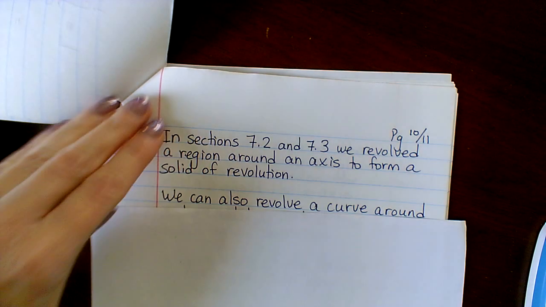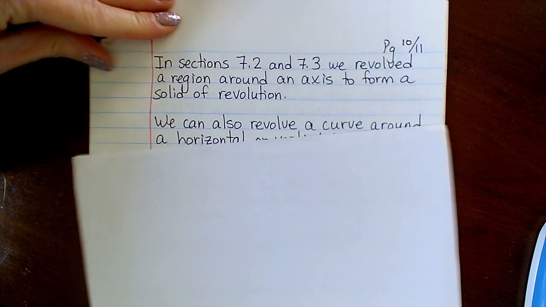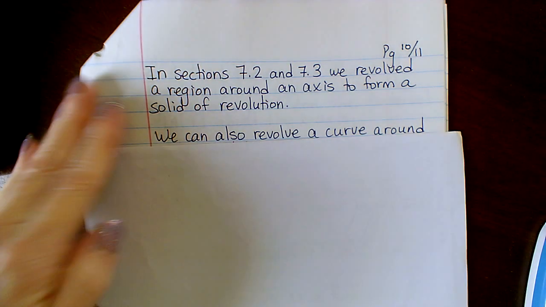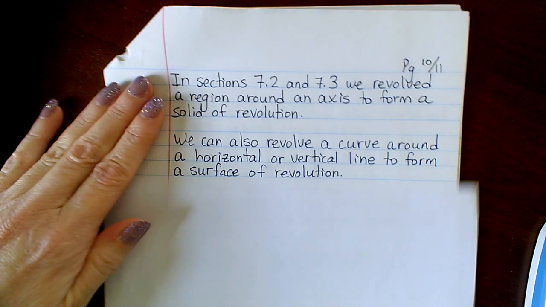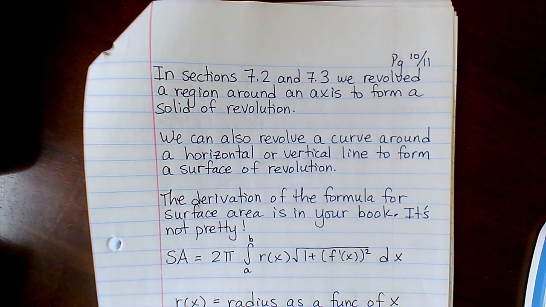All right, last part of this section. In sections 7.2 and 7.3, we revolved a region around an axis, just some kind of horizontal or vertical line, and we formed a solid of revolution, right? We can also revolve a curve around a horizontal or vertical line and form a surface of revolution.